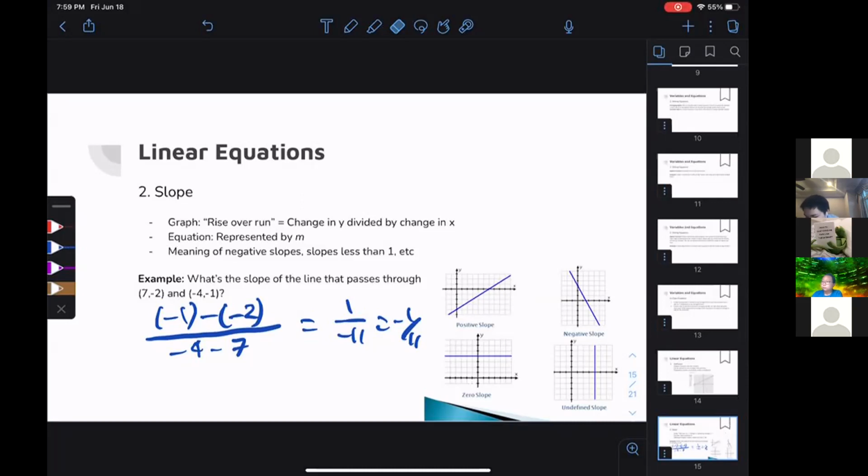You take the change in the y over the change in the x. So -1 minus -2 is the change in y, which is 1. And then the change in x is -4 minus 7, which is -11. So it's 1 over -11, so it's -1 over 11. And yeah, that's the slope of the line. The slope is about like this. It's downwards, not very steep though.